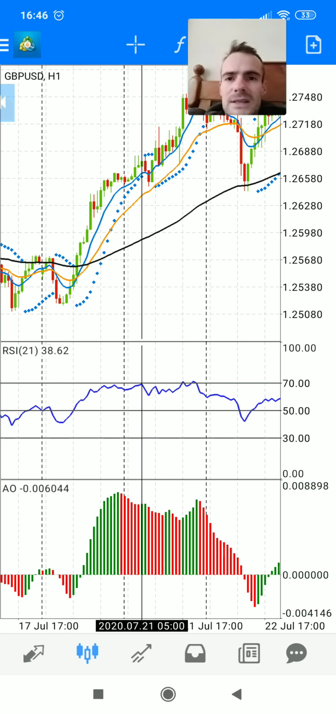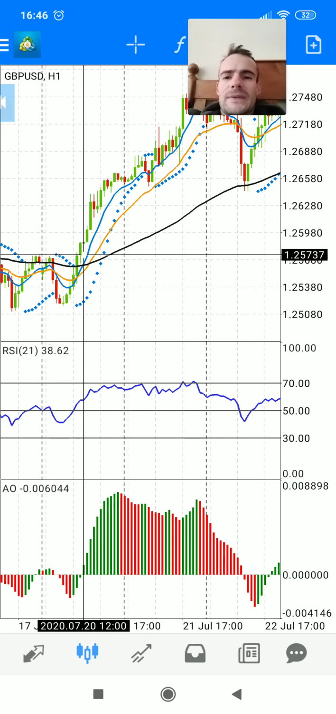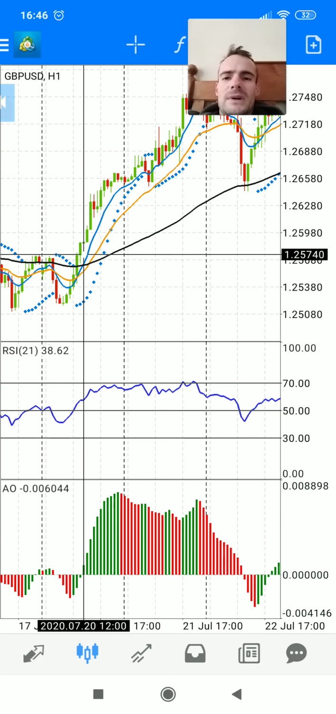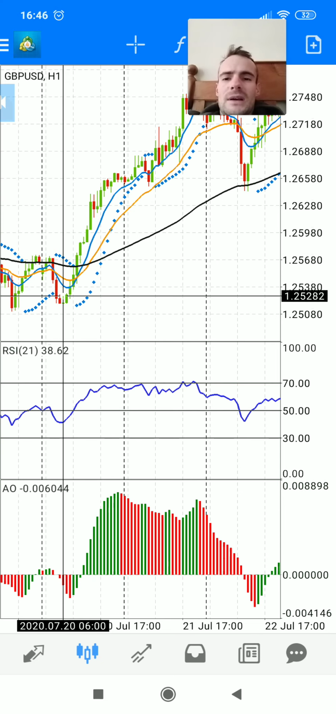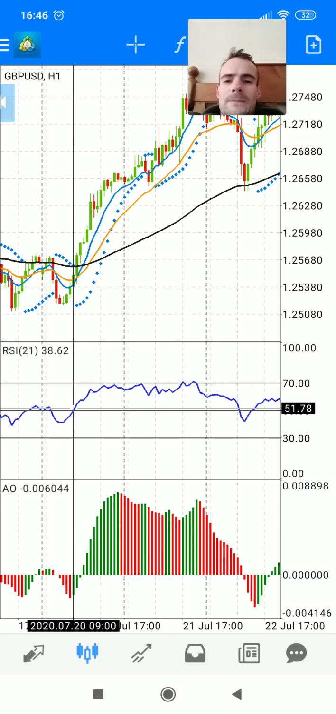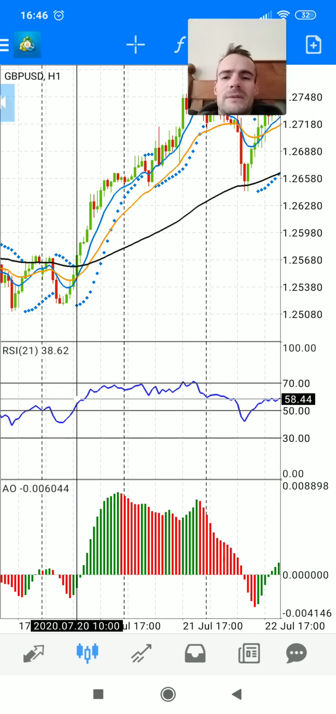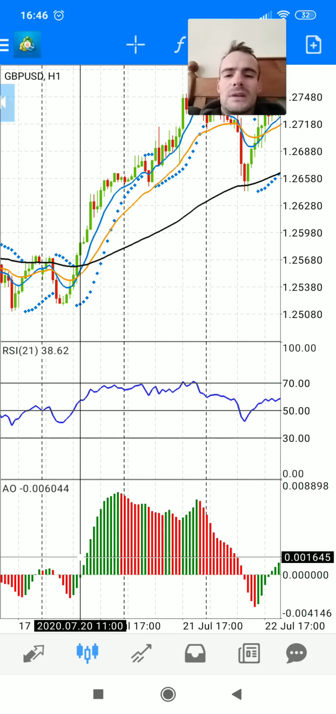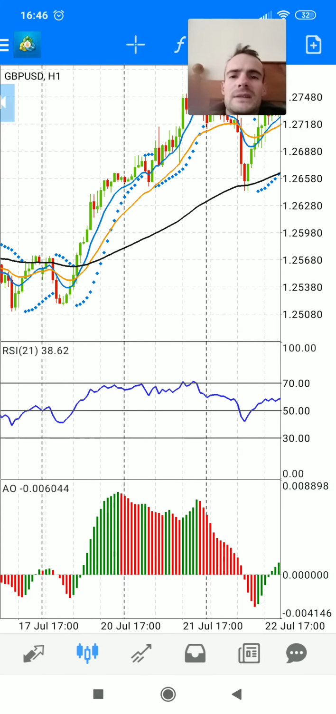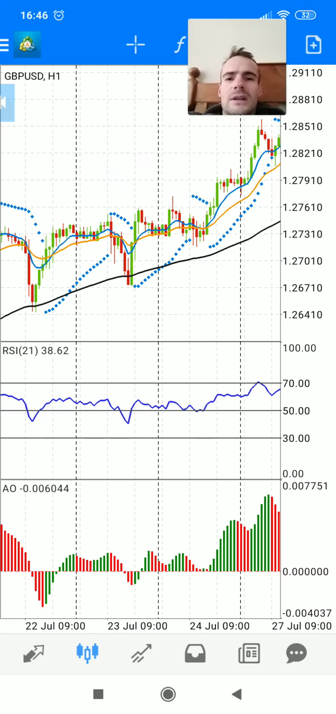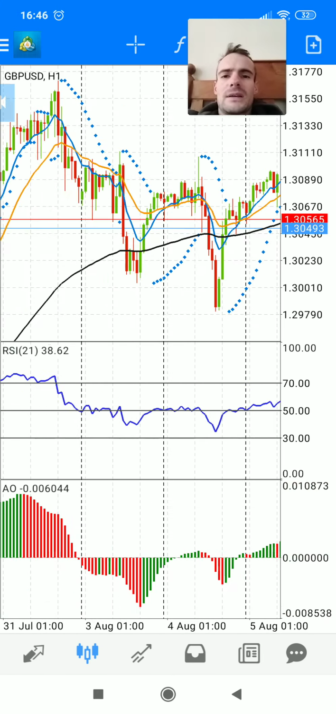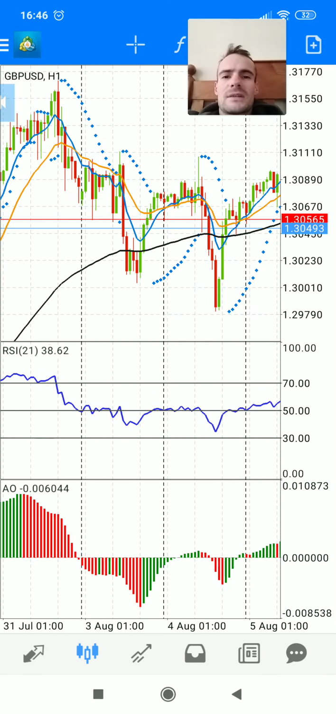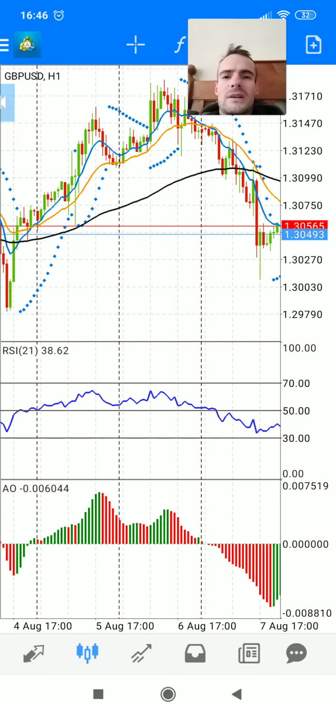But look at this buy setup on the hourly chart. We've got our crossover of our 8 and 20. Price broke above the black EMA. Here we got price moved above the 50 on the RSI. Price is above the zero line on the awesome oscillator. Look at that big push up. Look at that. It's about 300 or 400 pips. Look at the next one.